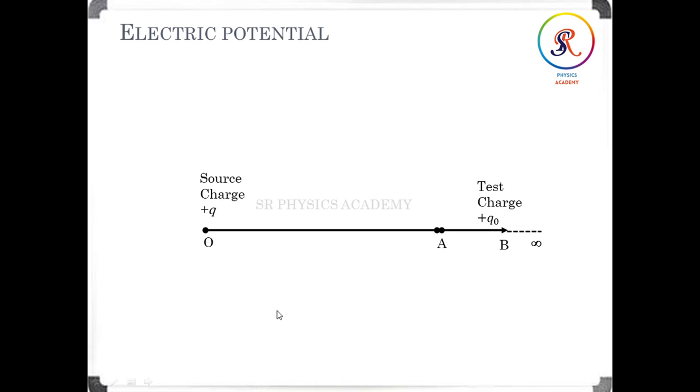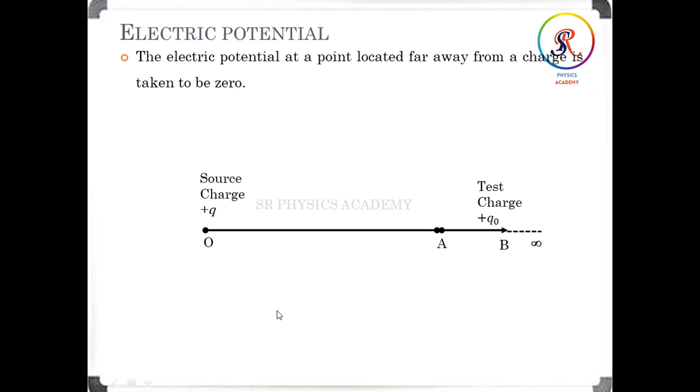Now, what is electric potential? The electric potential at a point located far away from the charge. See this image here. This is the charge, and this is infinity. So far away from the charge, the potential is taken to be 0.